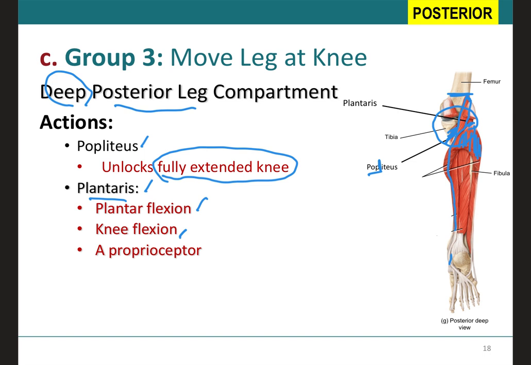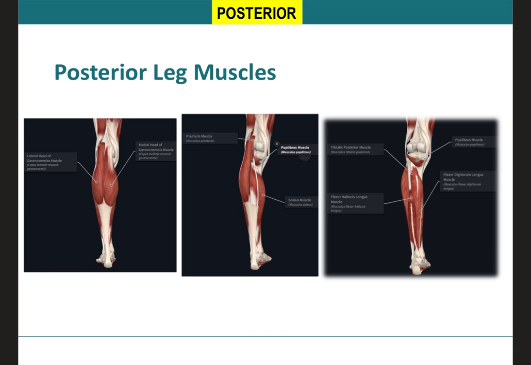So it will tell you where you are in space and time. And when we get to the nervous system, we will talk more about the proprioceptors. But the plantaris is one of the examples of a proprioceptor. So again, these are images with a little bit more detail.